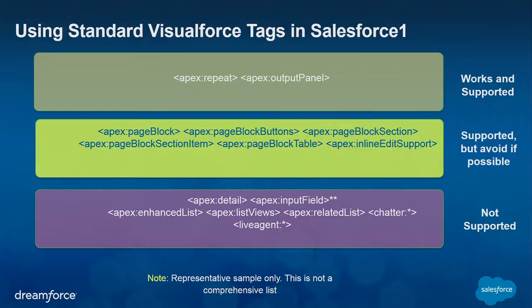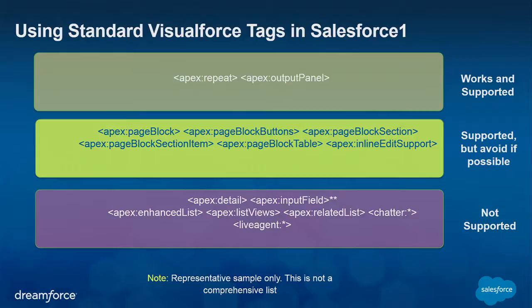Visualforce tags that you would use in your browser development, the bulk of them don't belong on a Visualforce page in the Salesforce1 mobile client. Apex Repeat is your friend. Use it liberally. That's a good thing, especially when you're doing list item data. You want to present a lot of information on the page.